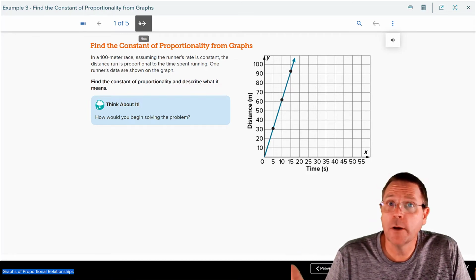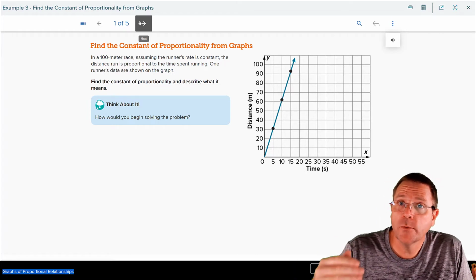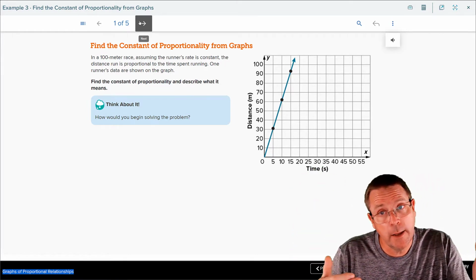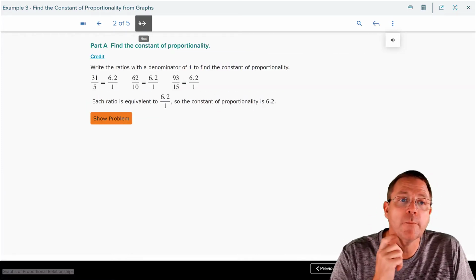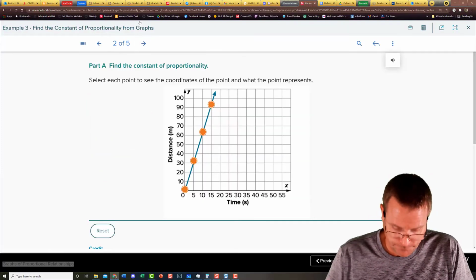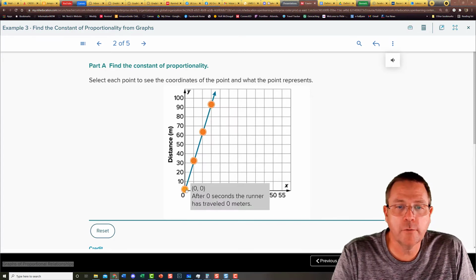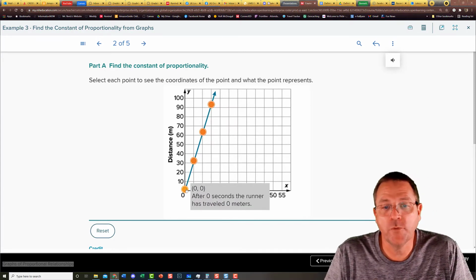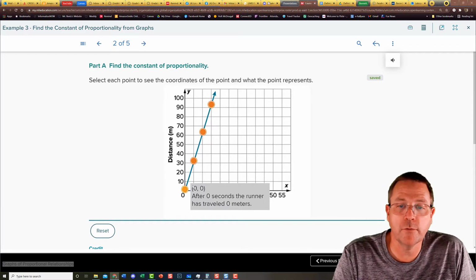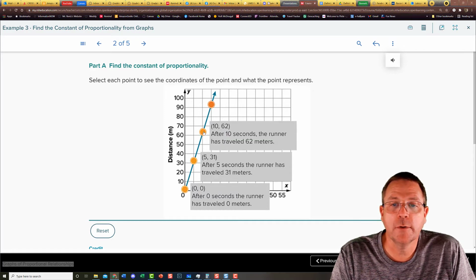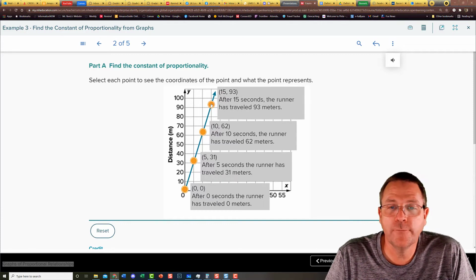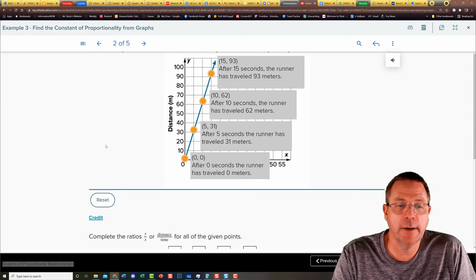Maybe find your x and y values, set it up to where you have y divided by x, just like we showed you in that previous note slide. Let's see what happens here. On the graph, we start off with 0, 0. So after 0 seconds, the runner traveled 0 meters. After 5 seconds, he traveled 31 meters. After 10 seconds, he traveled 62 meters. And after 15 seconds, he traveled 93 meters.